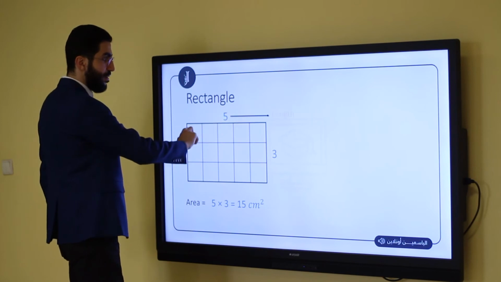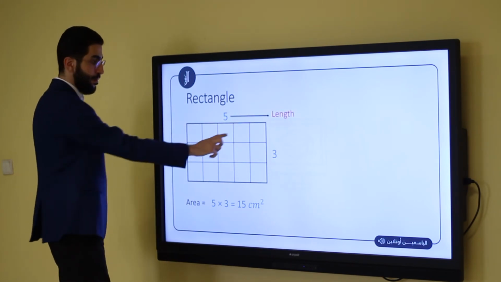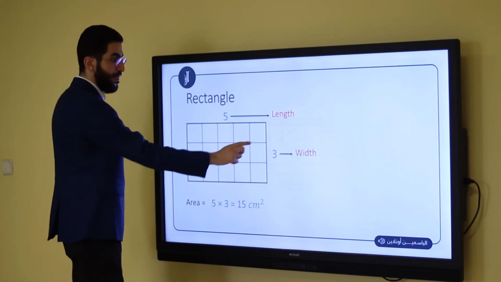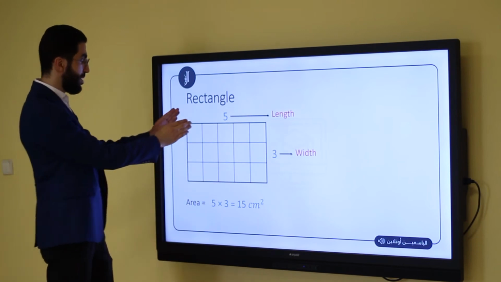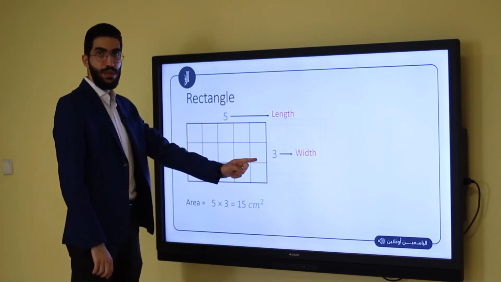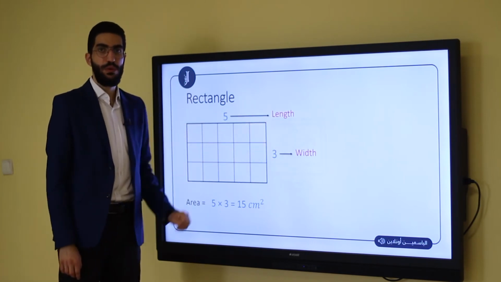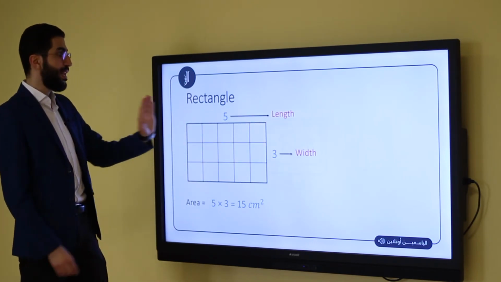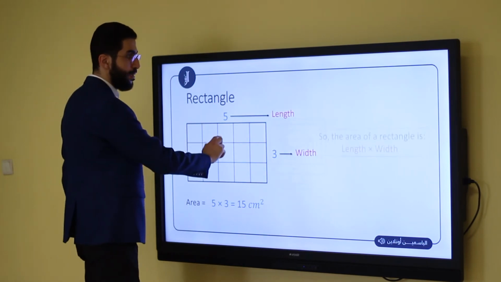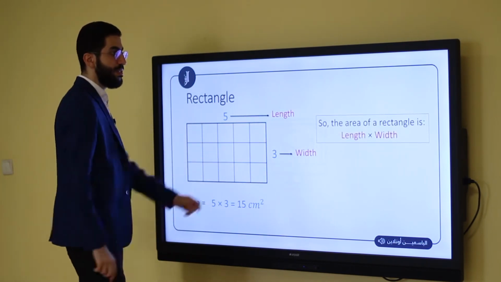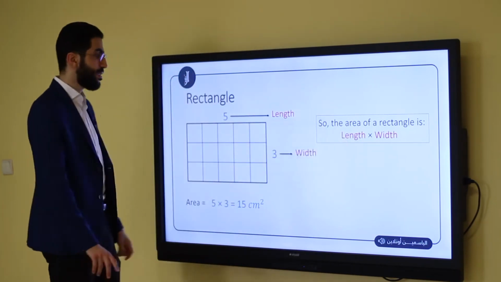So this 5 is the length of the rectangle. The 3 is the width of the rectangle. So what do we do here? We multiplied 5 times 3, which means length times width, okay? So this formula, we can have it fixed for all the rectangles. So the area of a rectangle is length times width for any rectangle, okay?